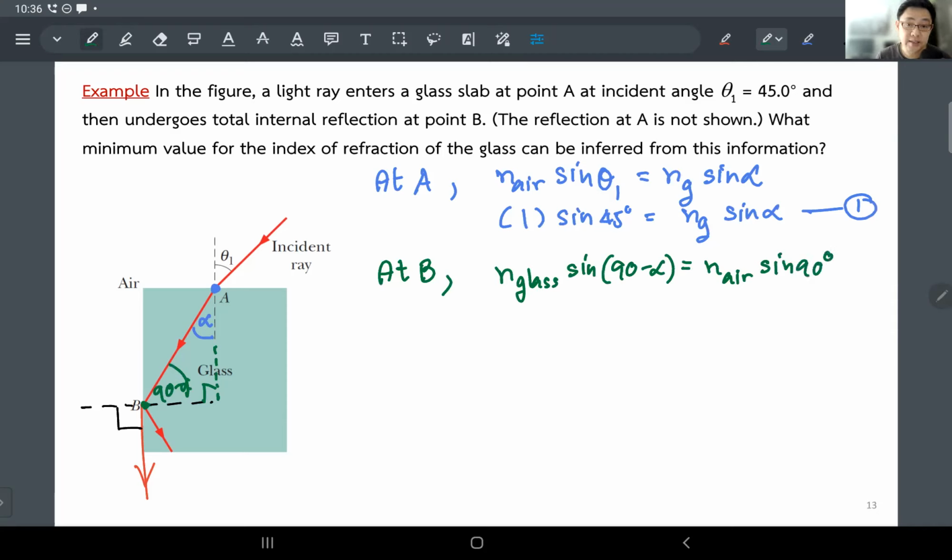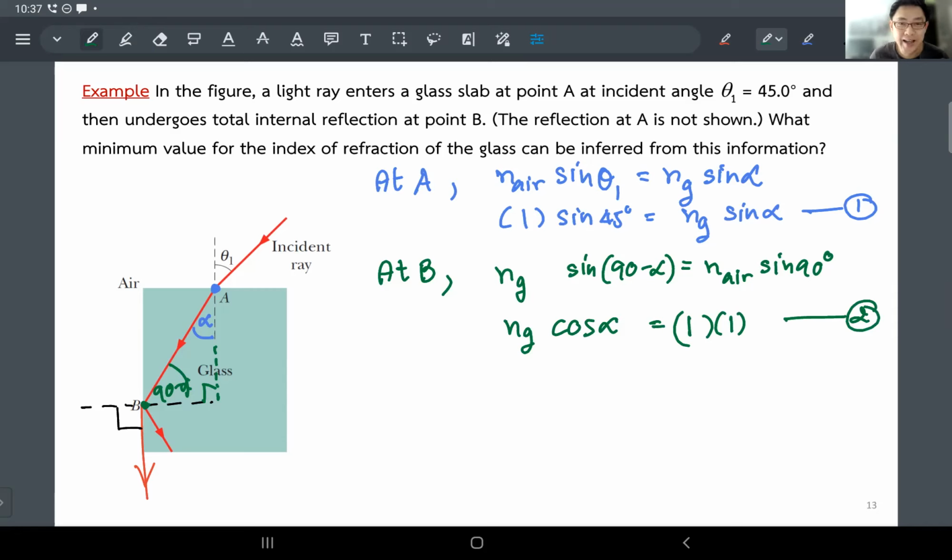Now you can start substituting the values into it. n in glass is still unknown. I just used only n_g, I think that's good enough. Here you go. In glass, you multiply by sine 90 minus alpha, and you can turn it into cosine alpha. n in air is 1. Sine 90 is also 1. Now you can take this one to be your second equation. The only thing left for you is just to figure this out, and you are done.